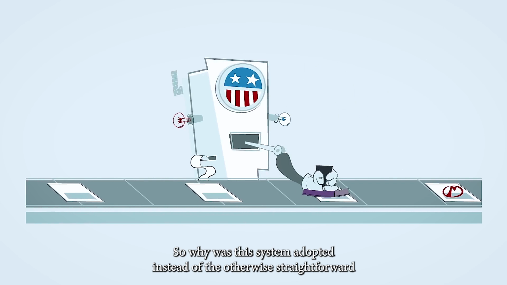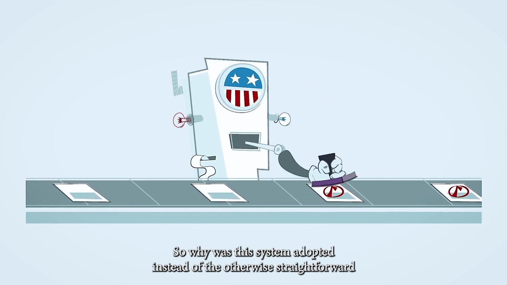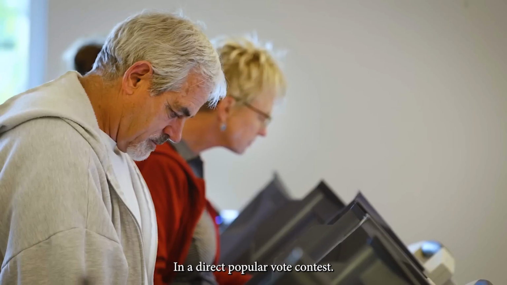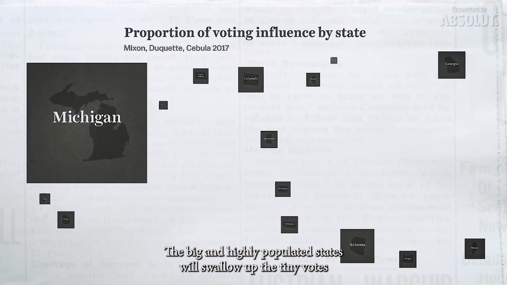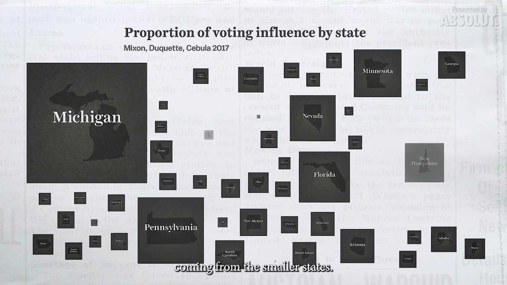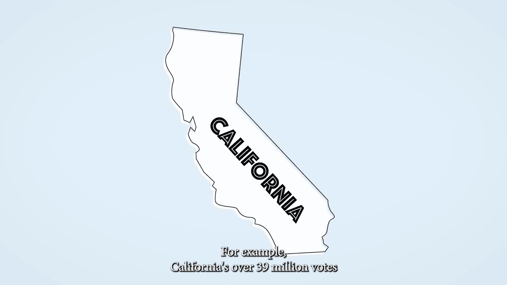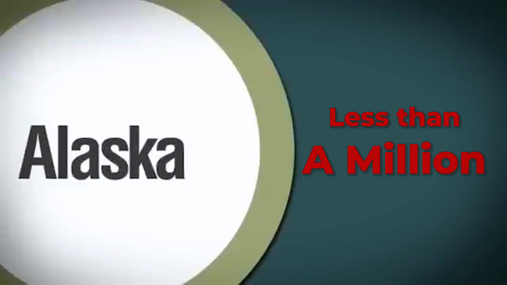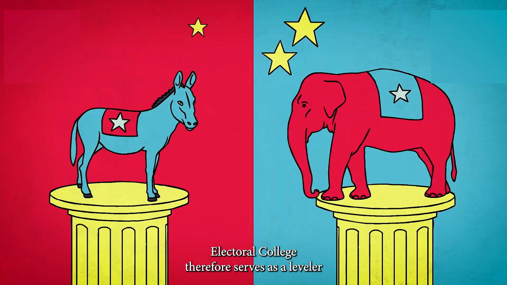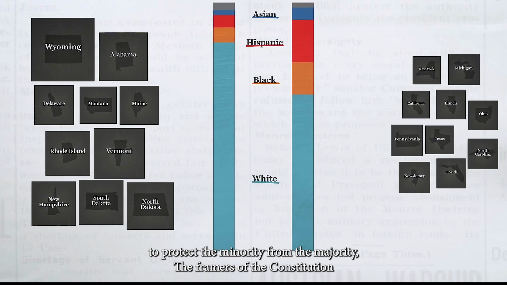So why was this system adopted instead of the otherwise straightforward election by popular votes? The answer is not far-fetched. In a direct popular vote contest, the big and highly populated states will swallow up the tiny votes coming from the smaller states. For example, California's over 39 million votes will obliterate that of Alaska, which is less than 1 million. Electoral College therefore serves as a leveler to protect the minority from the majority.